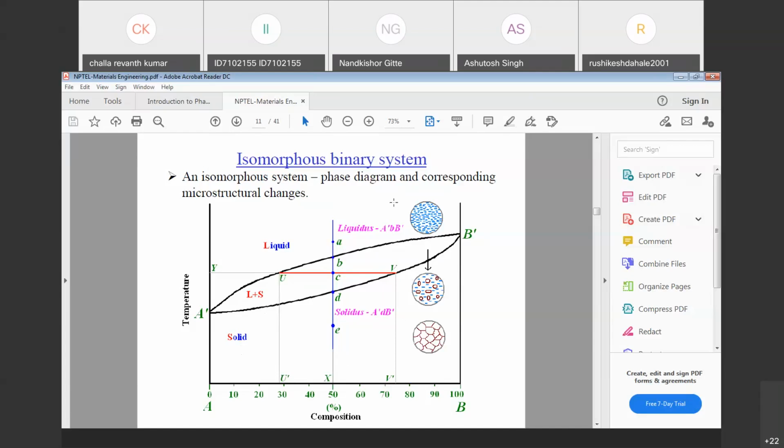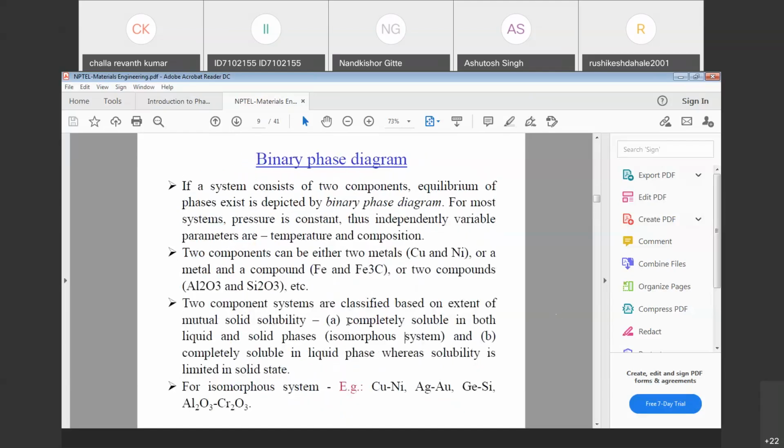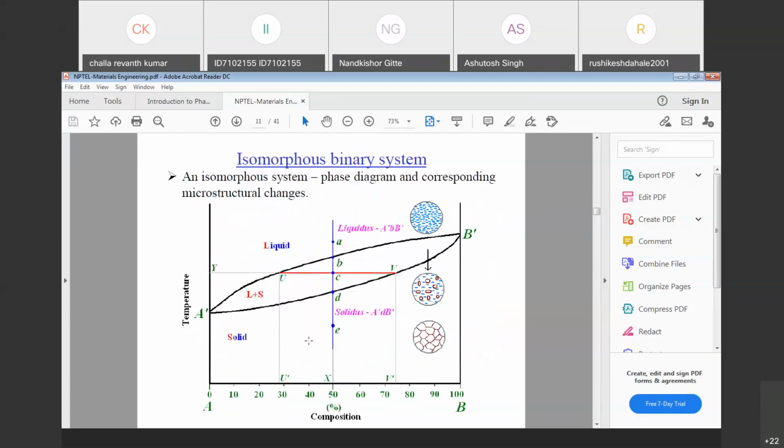So as in isomorphous, again I am repeating, completely soluble in both liquid and solid phases. So you can see all the material completely gets solidified, and also gets liquidified. Both components can transform fully into the solid phase as well as the liquid phase.